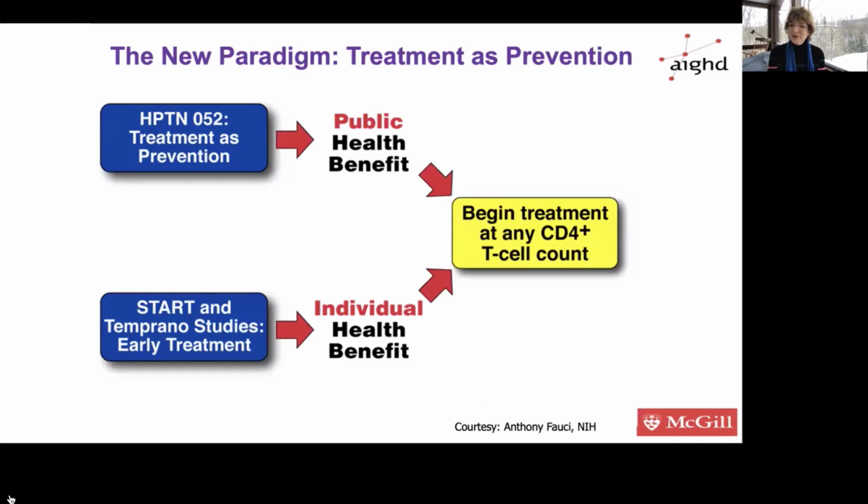Now, about 10 years ago, we realized that there was a new paradigm. And that was because HPTN 052 was the study that found that in couples where the person living with HIV got early treatment, there was a 96% reduction in HIV transmission. So there was clear public health benefit to early treatment. And the START and Temprano studies showed that early treatment had an individual health benefit for the person living with HIV. And this led to the recommendation to begin treatment at any CD4 count.